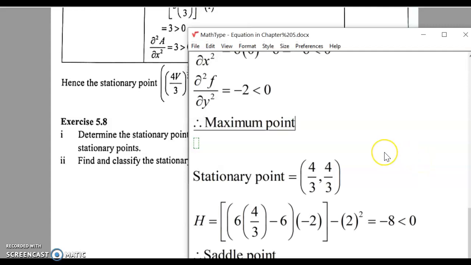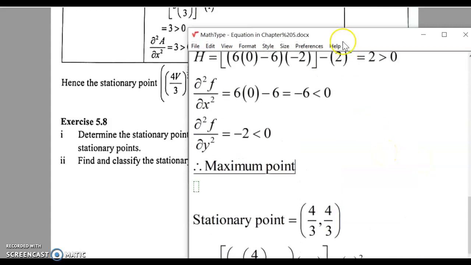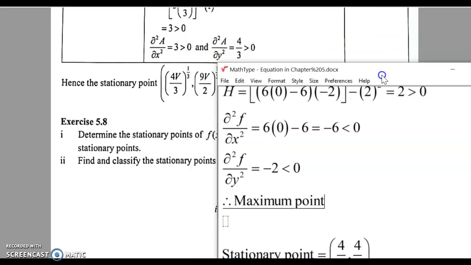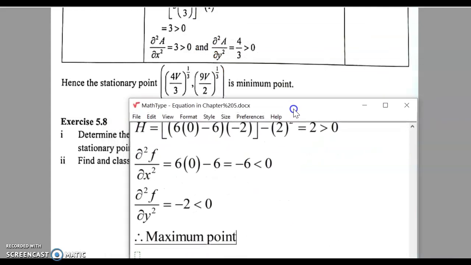So that is both of the points that we're able to figure out, and that is actually the step in finding stationary points and later finding the nature of stationary points by using Hessian function. And that's it for this chapter.